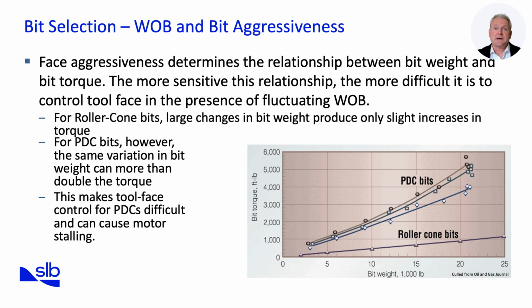PDC bits, however, are much more sensitive. Even small variations in weight on bit can double torque demand, complicating tool face control and leading to stalls if torque exceeds motor capacity. This difference highlights why tool face stability is more difficult to maintain with PDC bits, particularly in formations with variable hardness or where weight on bit fluctuations are common.